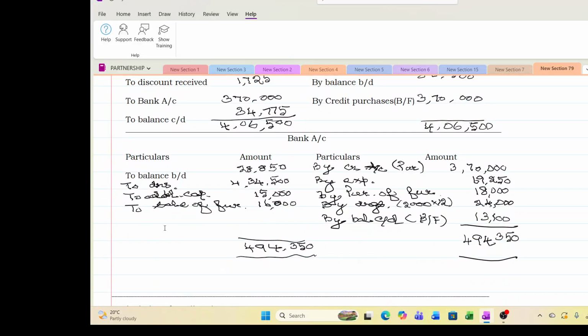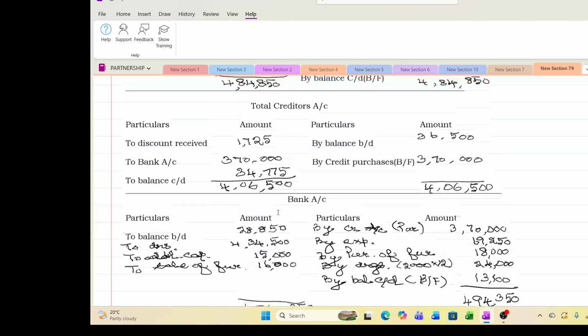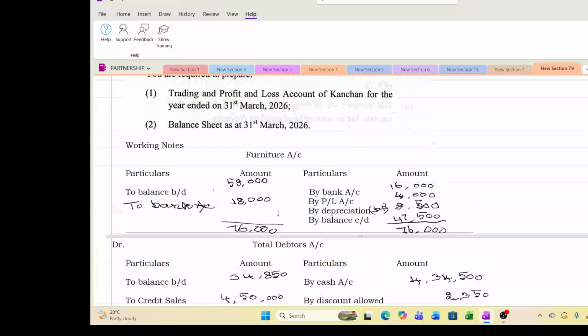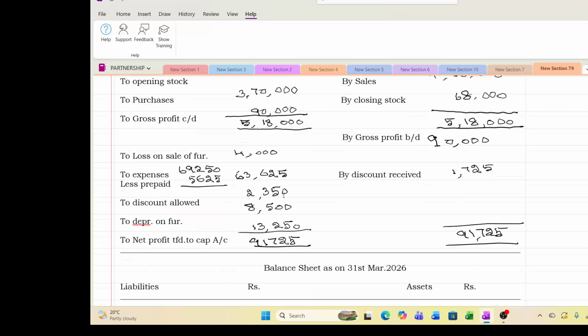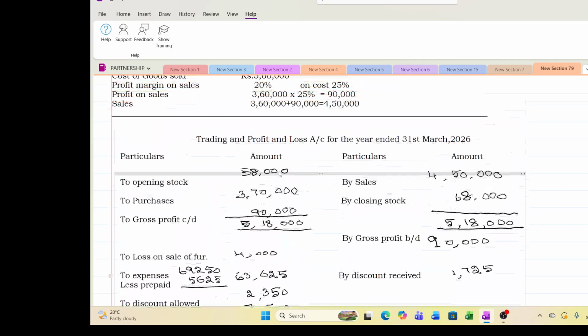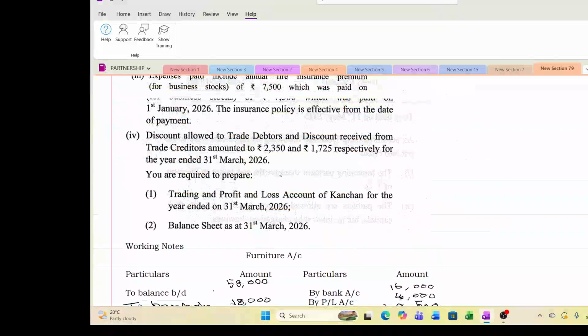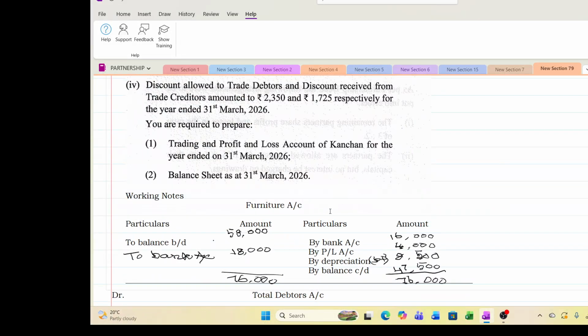So bank account to sale of furniture, we have got 16,000, and there is a loss. So you can book it in your P&L account, the loss of 4,000 rupees. So 20 is over. Now this 20 will go to your furniture account. By bank account, we got 16,000. The furniture has gone out.